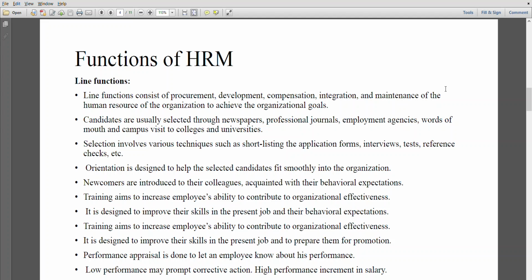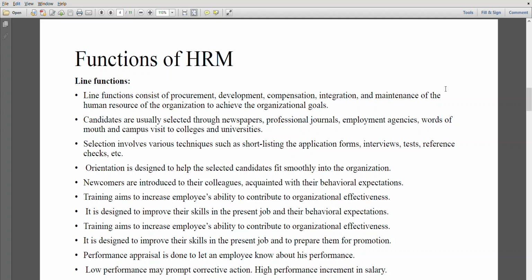Okay, what are the various different line functions? Line functions consist of procurement, development, compensation, integration, and maintenance of human resource management in a hospital environment to achieve the hospital goals. So what are the various different line functions? Let's go through one by one.